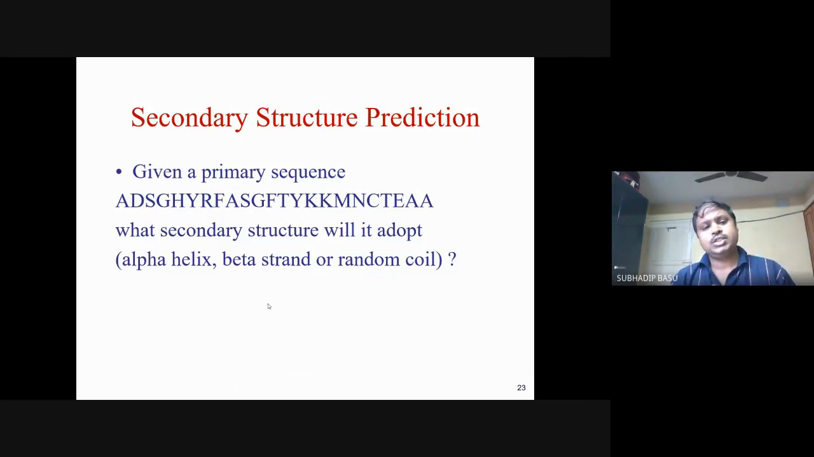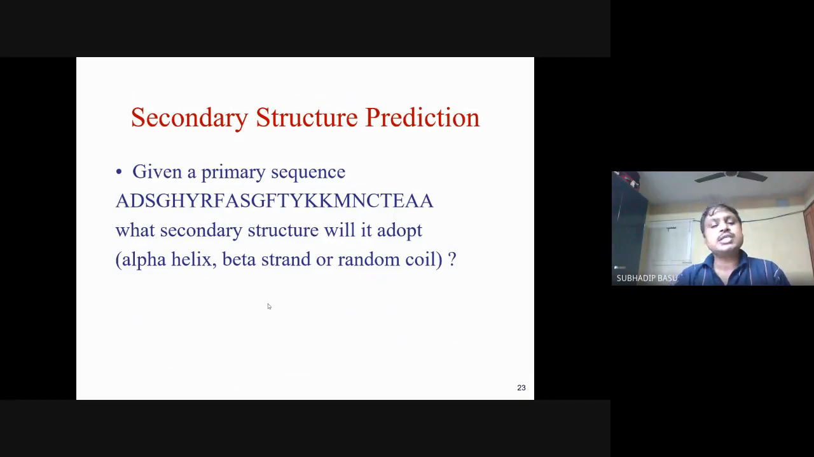So what is the basic question? Given a primary sequence like this, ADSGHY, what is the secondary structure it will adopt? Whether ADS is going to be represented as an alpha helix, a beta strand, a turn, or a loop, which is often called a random coil, the interconnecting loops.